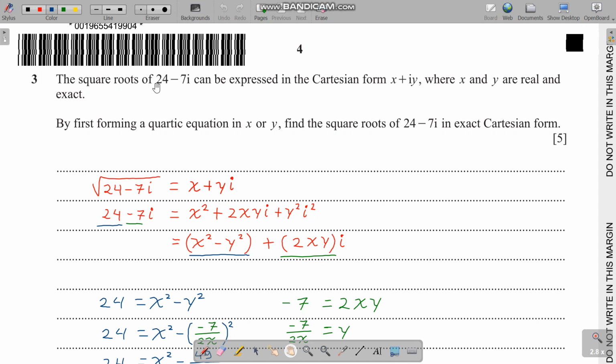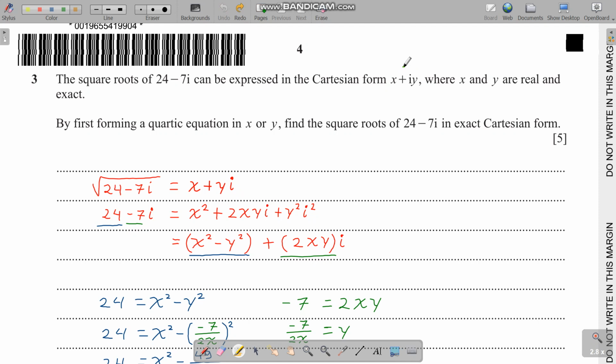These numbers. The square roots of 24 minus 7i can be expressed in the Cartesian form x plus iy by first forming a quartic equation in x or y. Find the square roots of 24 minus 7i. So the square root of 24 minus 7i equals x plus yi. That's the first step, because it's in the form x plus yi.